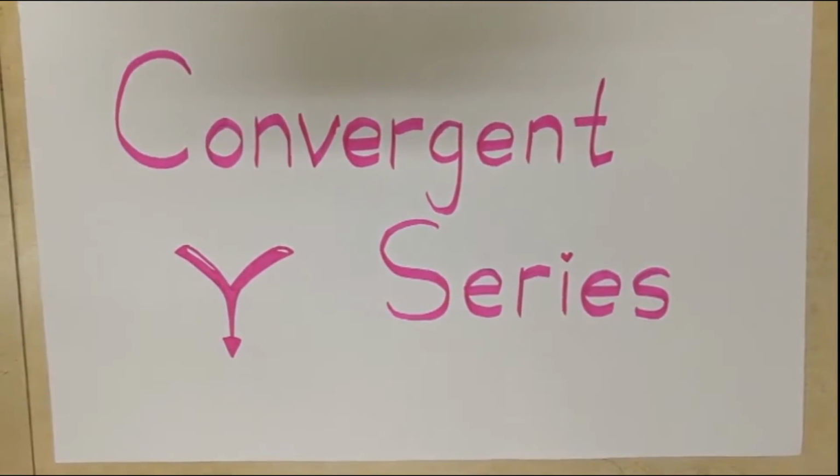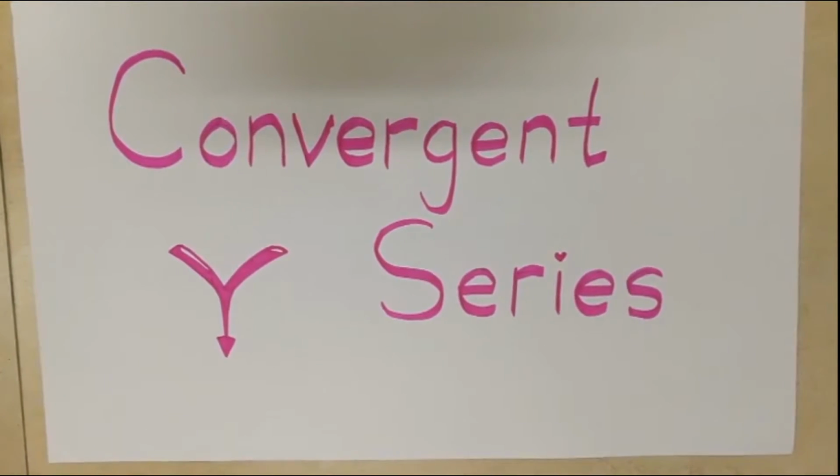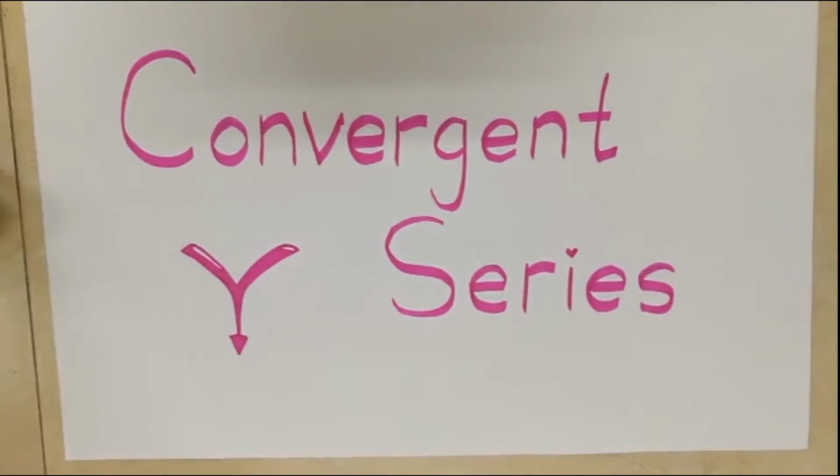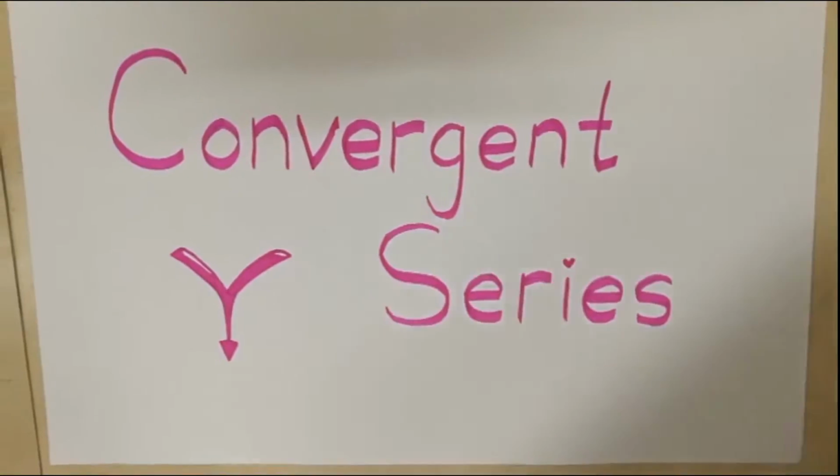There are two kinds of infinite geometric series. The first one is the Convergent Series and the second one is the Divergent Series. Let's talk about the Convergent Series first.